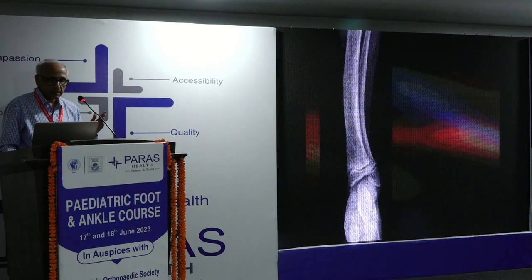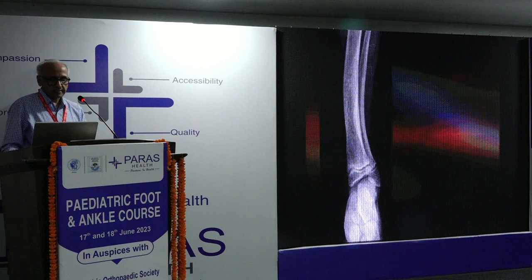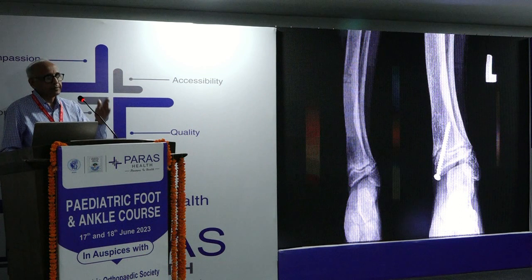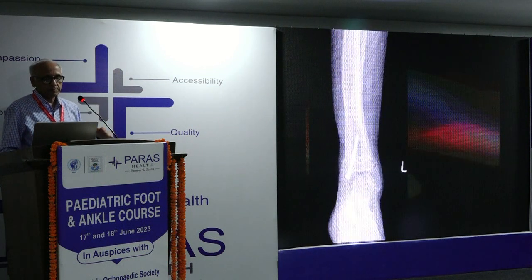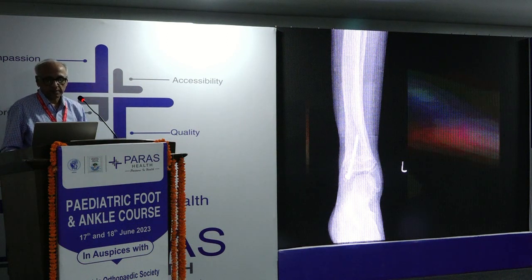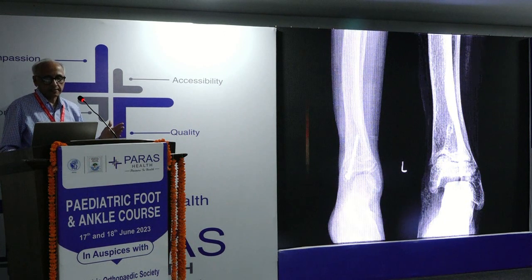So this is the deformity. There is a valgus deformity. This is how the screw has been inserted from the medial malleolus, a very easy procedure. And over time, the deformity gets corrected because the growth will take place from the lateral side of the distal tibia. And this is the final thing. We need to remove the screw.